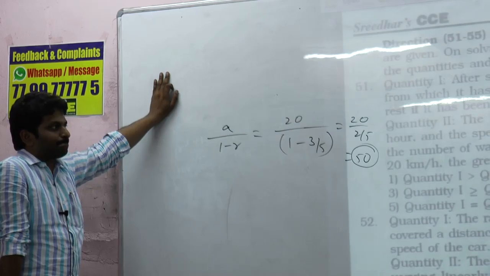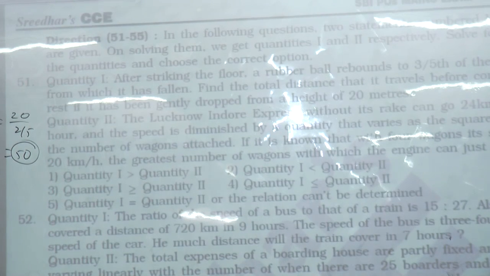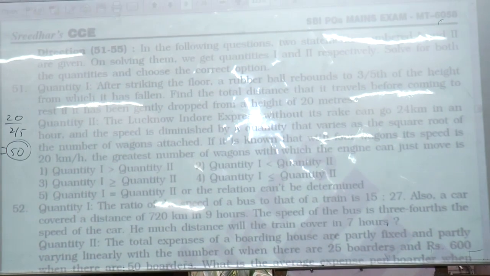Quantity 1 is 50. Quantity 2: the Lucknow Indoor Express without its rake can go 24 kilometers in 1 hour. The speed diminishes by a quantity that varies as square root of the number of wagons attached. If it is known that with 4 wagons its speed is 20 km per hour, the greatest number of wagons with which the engine can just move is?